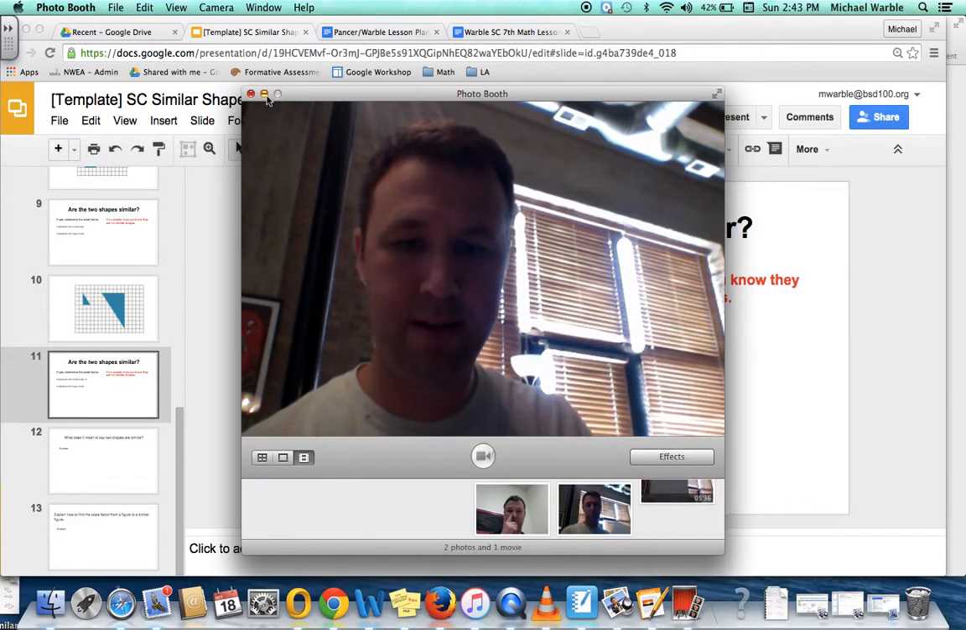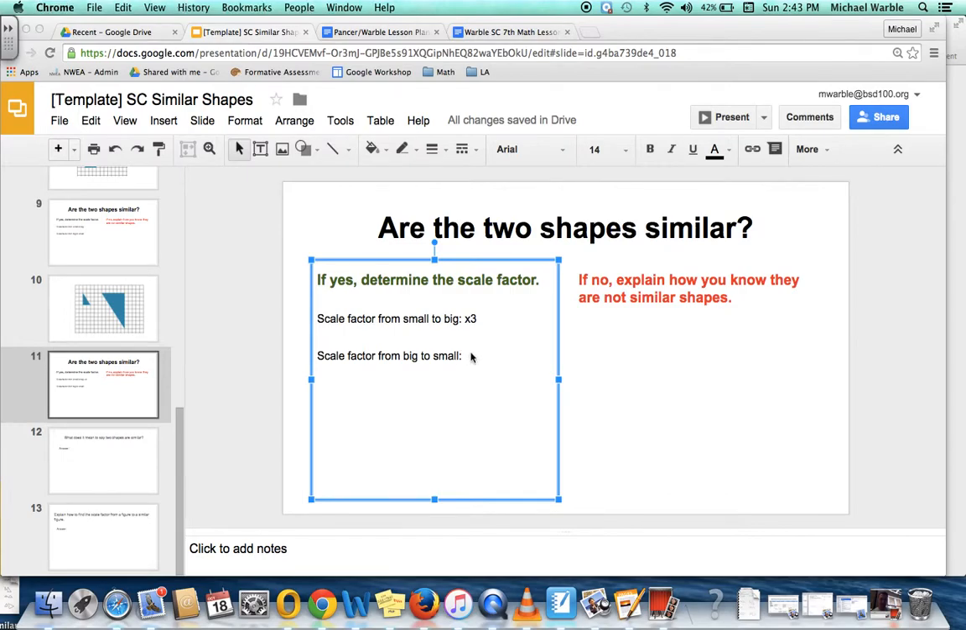So now that you saw that, I'm going to go ahead and input this into my Google Doc. I know we did a lot of dividing, but whenever we talk about scale factor, we always have to say that we're multiplying a number by another number. So my scale factor from big to small is times 1/3.